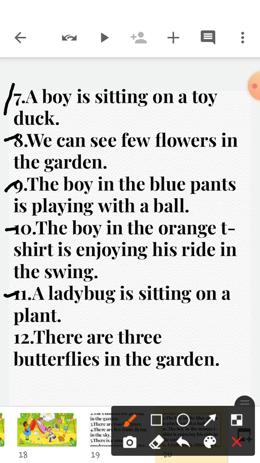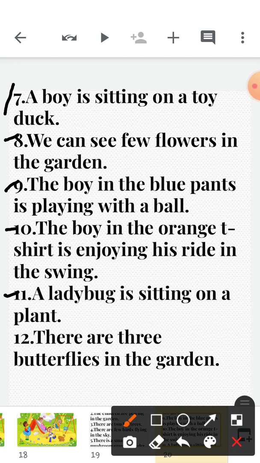Okay. The 11th one, a ladybug is sitting on a plant. 12th one, there are three butterflies in the garden.